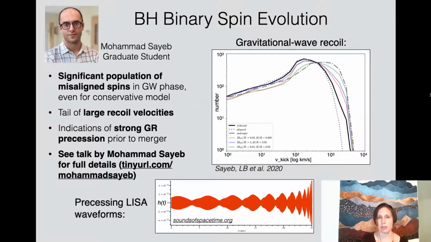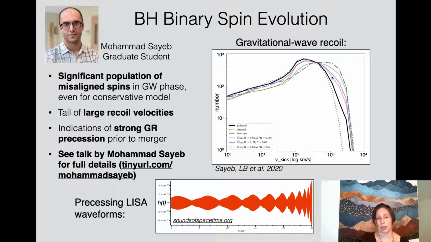So as I said, my student Mohammad Sayeb has developed this model in a paper that we recently submitted. And I encourage you to check out his talk for all of the exciting results that he will describe about this recent work. I'll just highlight that indeed we do find that a significant population of misaligned spins should occur in the gravitational wave phase, even with conservative assumptions, and also that we expect to see, as a result, a tail of large recoil velocities above 1,000 kilometers per second.